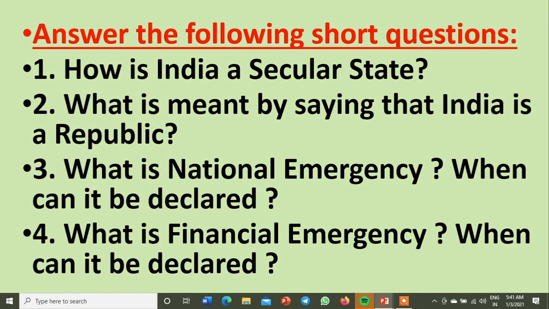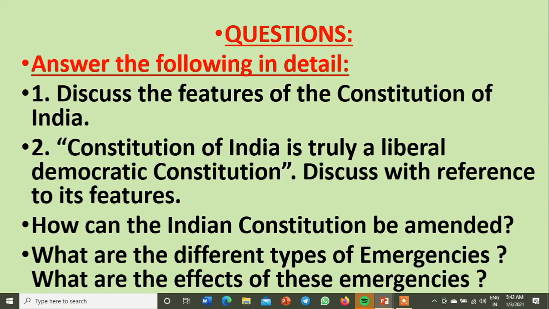Now, the topic related questions are short questions. First is, how is India a secular state? Second, what is meant by saying that India is a republic? Third, what is national emergency? When can it be declared? Fourth is, what is financial emergency? When can it be declared?